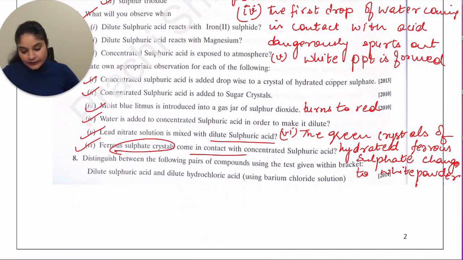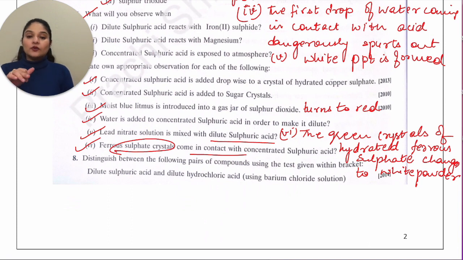Now the next is distinguish between the following, and the distinguishing test, with respect to what you're supposed to distinguish, is given in the brackets. These types of questions come a lot in biology also, in which they specifically mention what property you're going to distinguish it with. Similarly in this case they have mentioned specifically with which compound you're going to give the difference. The question says, distinguish between the following pairs of compounds using the test given within the brackets. Dilute sulfuric acid and dilute hydrochloric acid. You're supposed to distinguish between them using barium chloride solution.